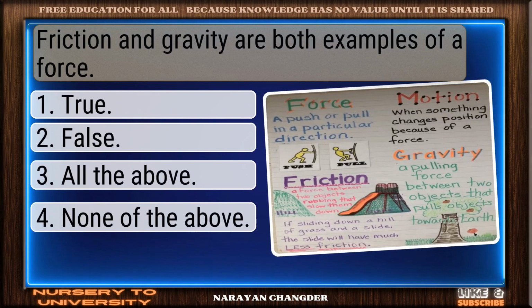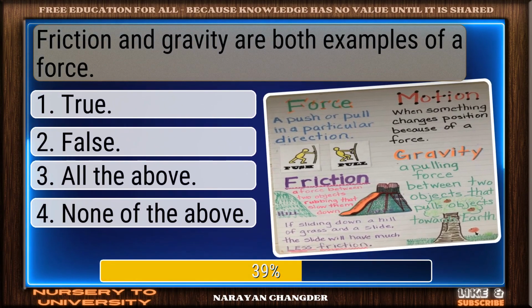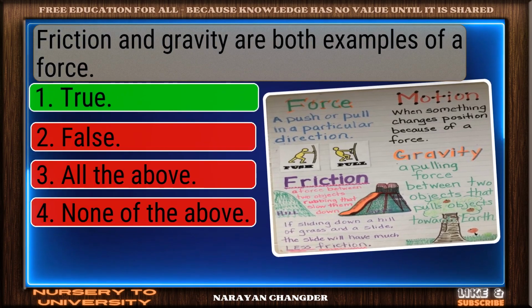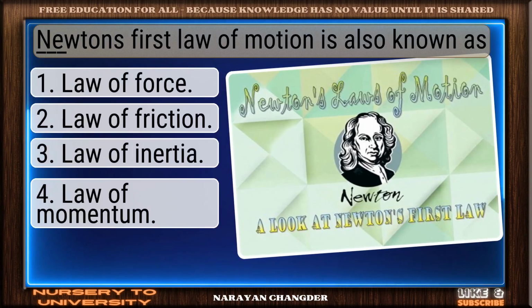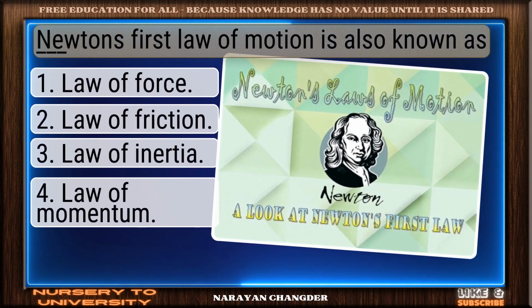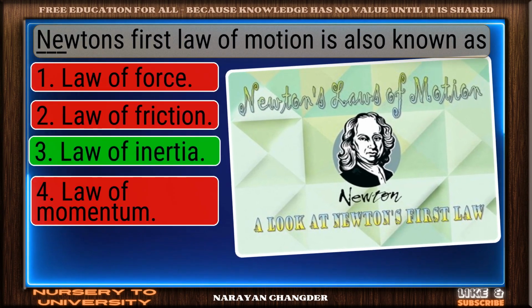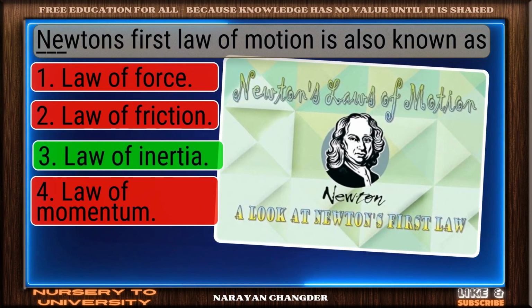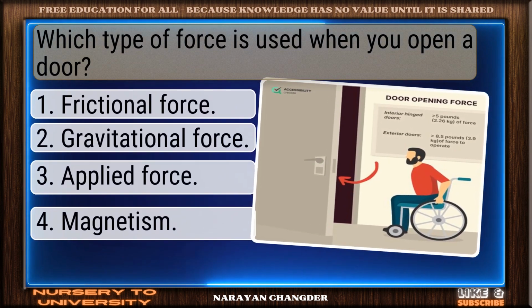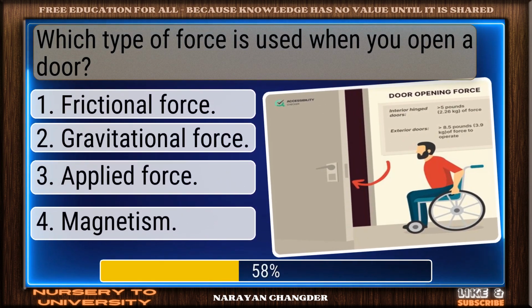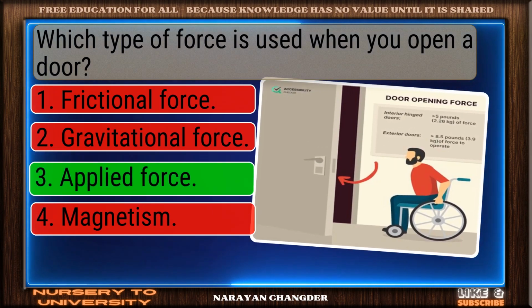Question number 187. Friction and gravity are both examples of a force. Solid response. True is a valid choice. Question number 188. Newton's first law of motion is also known as dash. Nice work. You chose law of inertia and it is correct. Question number 189. Which type of force is used when you open a door? Sharp thinking. Applied force is the right choice.